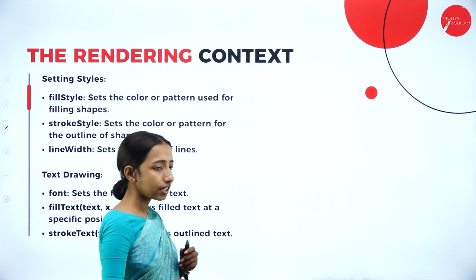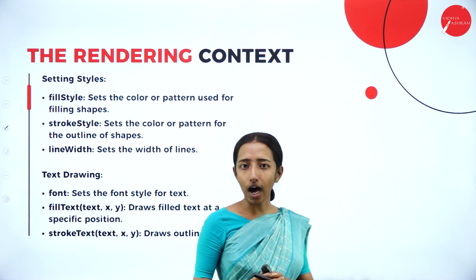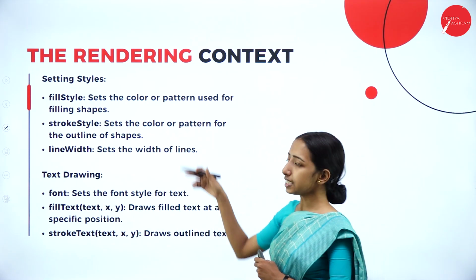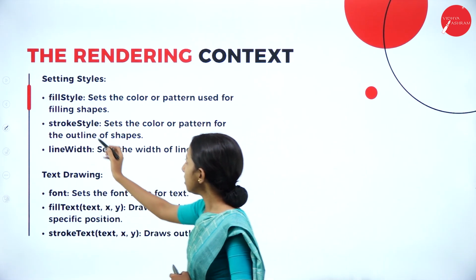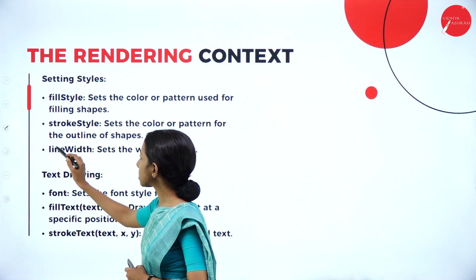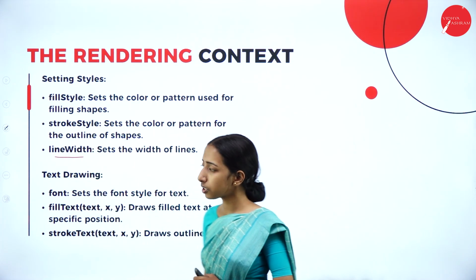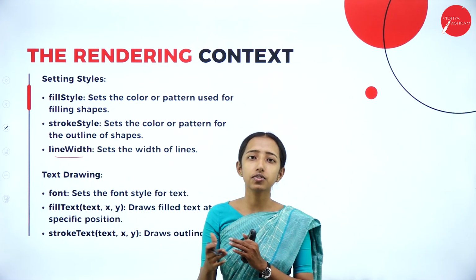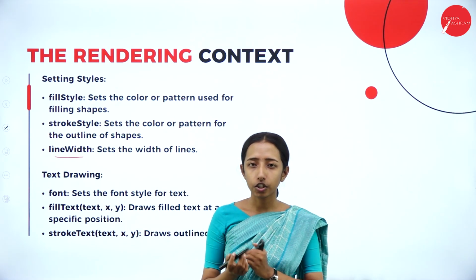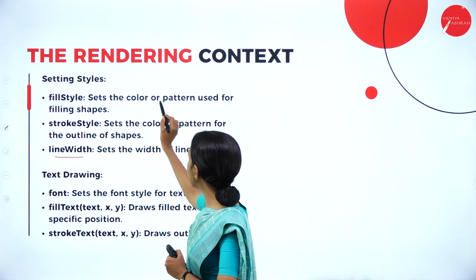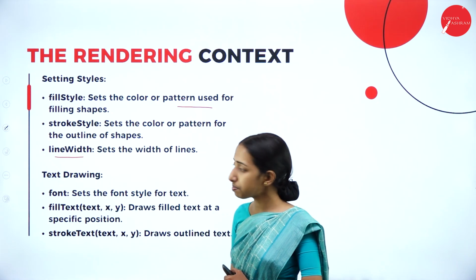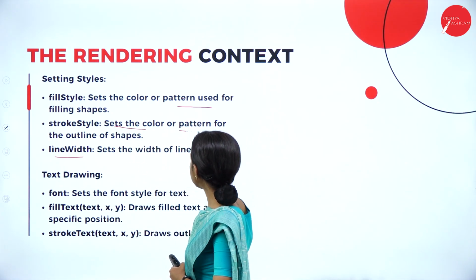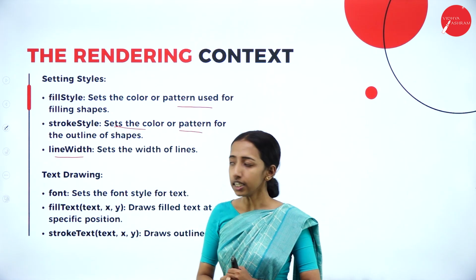Next, other methods for styling are setting styles. Here you can see fillStyle, strokeStyle and lineWidth. This is mainly used to style the canvas we are drawing. Here, one sets the color or the pattern used to fill the shapes, and the other sets the color or the pattern for the outline of the shape.